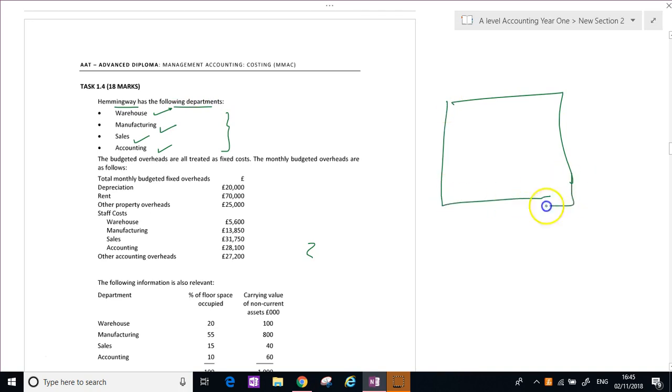Some departments will have, imagine I divided this into 4 parts, I have sales, accounting, warehouse, and manufacturing. Some departments will have their own specific allocated overheads, I use that word carefully, because those costs are in that department and nowhere else. But sometimes we might share a space, which is like what you see right here.